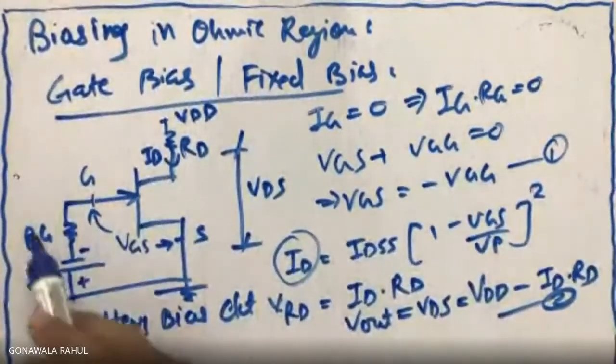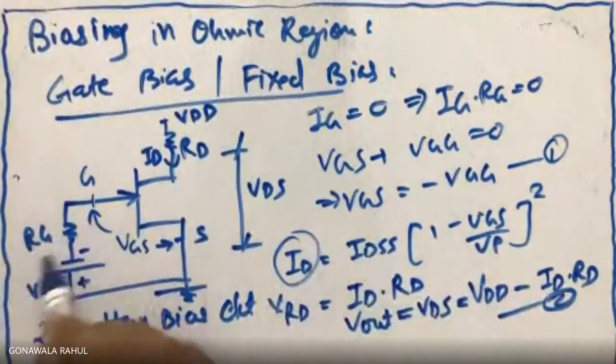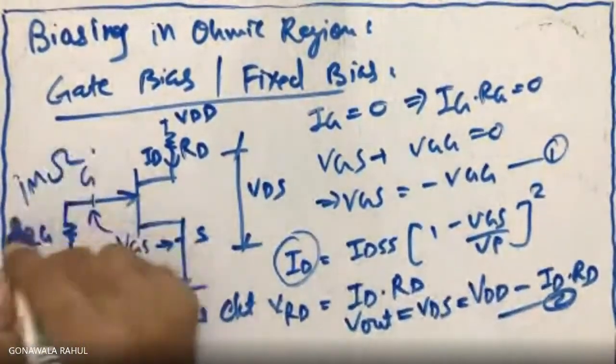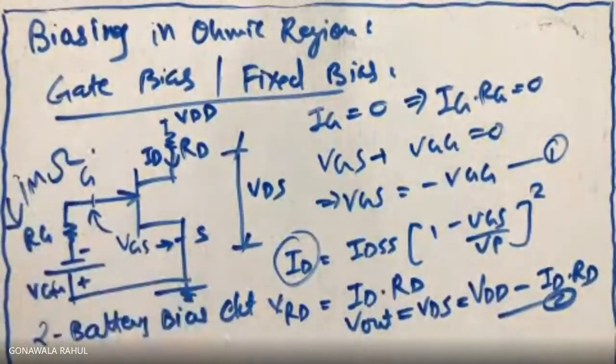So upper limit for RG will be up to 1 mega ohm. So this is the biasing in ohmic region.